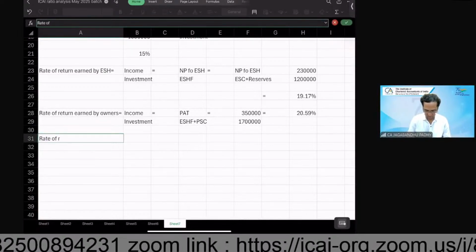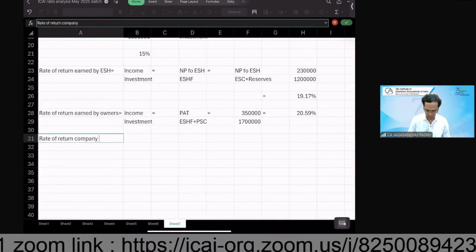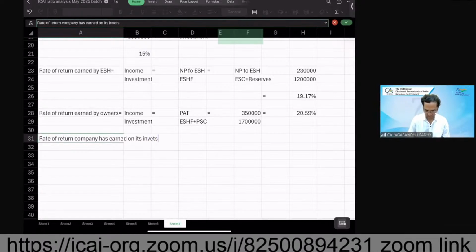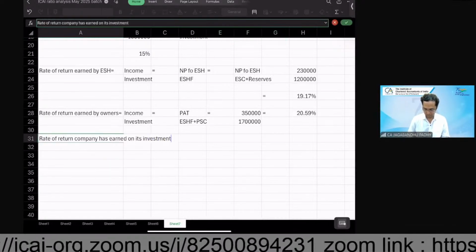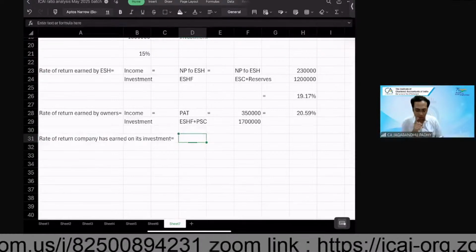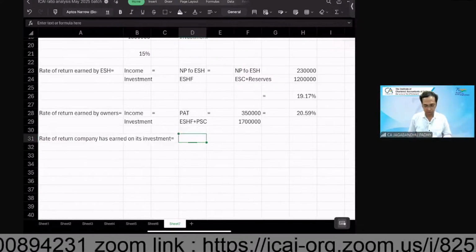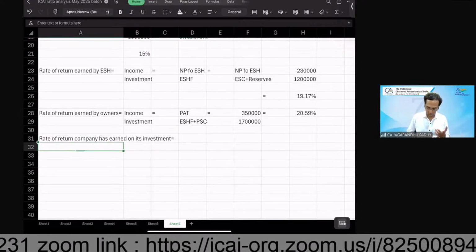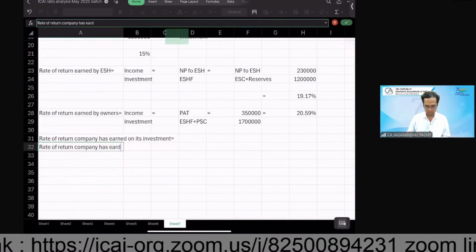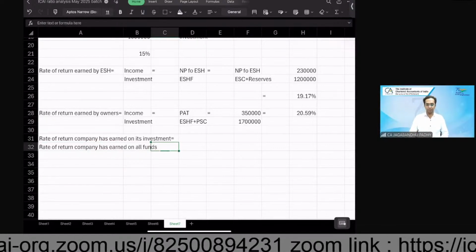One last calculation I need from your end. What is the rate of return the company has earned on its investments? So I want to calculate the rate of return that the company has earned on its investments. How do you get it? The assets which the company has, the funds that have been applied by the company, what's the rate of return that it has earned? Or I can also say this is the rate of return the company has earned on all funds. All the funds that it has put up, what's the rate of return the company has earned?